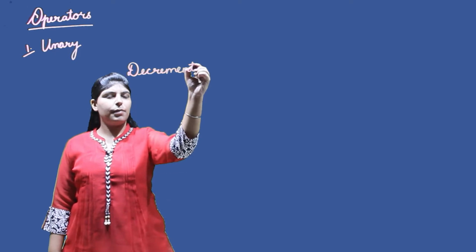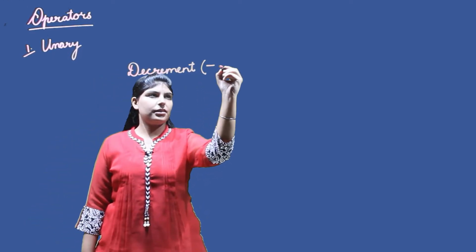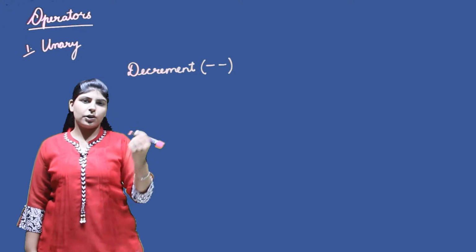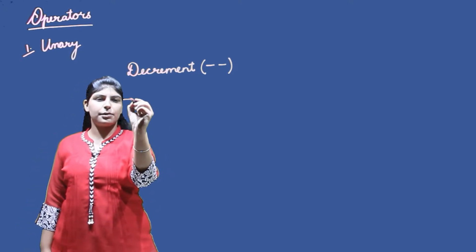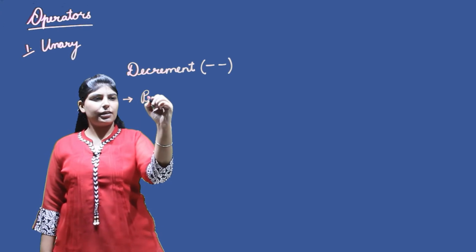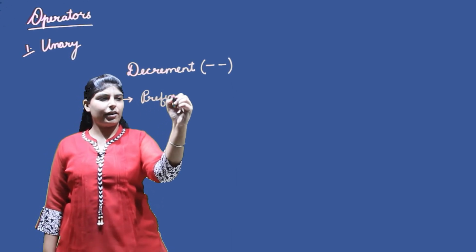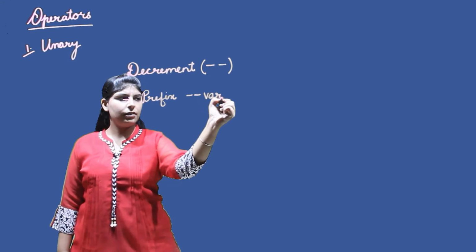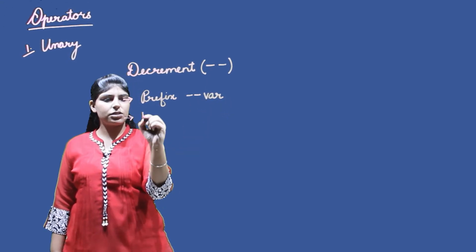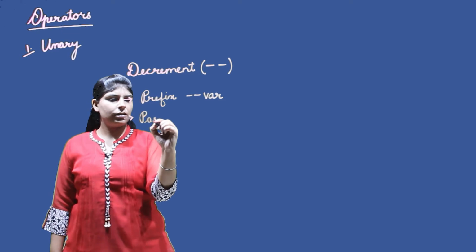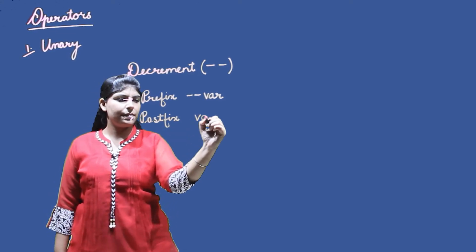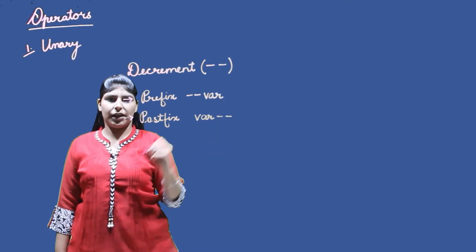It is denoted by minus sign. It decreases the variable value by 1. It can also be used in two ways, prefix and postfix. So if I write it in prefix way, I will write the operator first and then the name of the variable. And if I have to write it in postfix notation, I will first write the variable name and then minus.